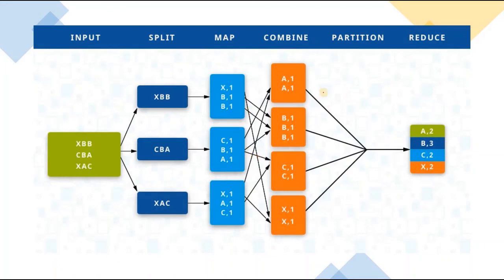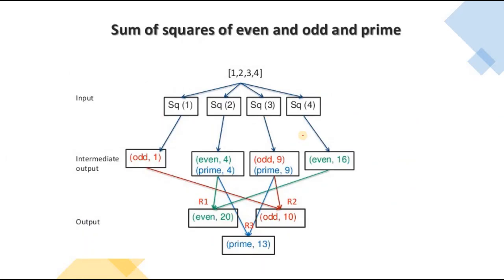So this is another example of word count. And this is another example, if you would like to sum the squares of even, odd, and prime numbers. So for example, you have 1, 2, 3, 4 here. In order to get the sum of squares for even, odd, or prime, you have to square all of the numbers. And then you do the mapper, where square of 1 would be odd, square of 2 here would be even and prime, and then you will do the sort and shuffle here. You will sort, shuffle, and recombine the values with even and odd here, and then you will get the output.